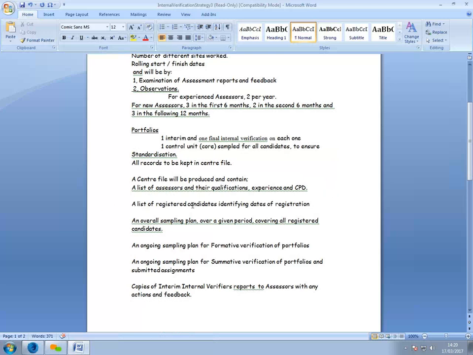A list of registered candidates identifying the dates of registration. An overall sampling plan over a given period covering all the registered candidates. An ongoing sampling plan for formative verification of portfolios. An ongoing sampling plan for summative verification of portfolios and submitted assignments. Copies of internal verification reports to assessors with any actions and feedback.